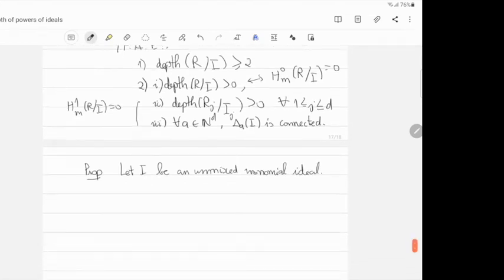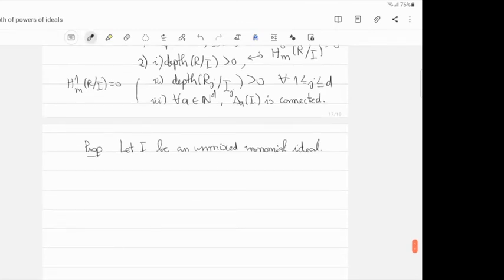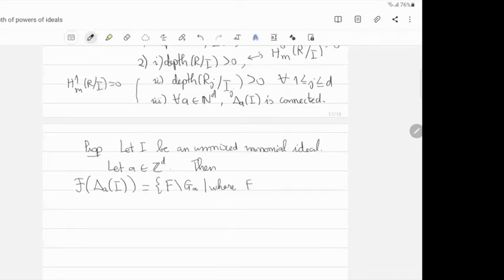In this result, we can completely describe the facets of the degree complex for every vector. This is a vector. This is the notation for the facets. The facets of the degree complex are every set of this type, where F is a facet of delta I, we know, F containing G_A, and such that X to the A plus does not belong to I_F.